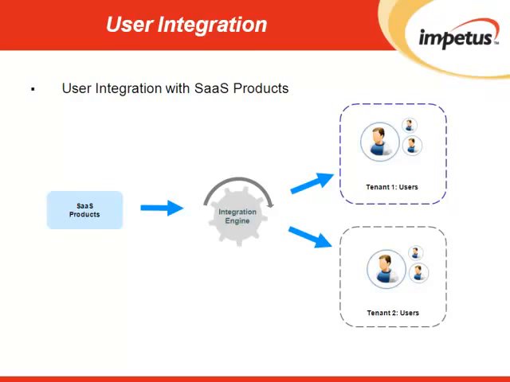As you can see in this diagram, a SaaS product would require integration so that it can communicate with the user base of different tenants.